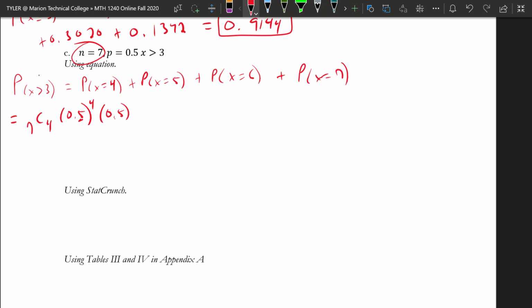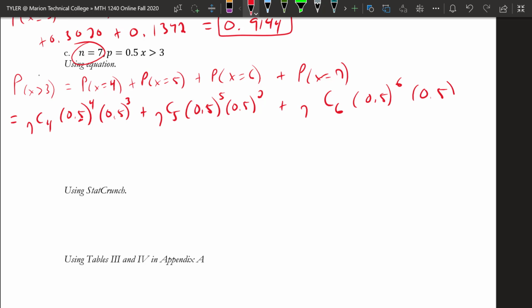So we get 7 choose 4, 0.5 to the 4th, and this would be 0.5 cubed, and then plus 7 choose 5 times 0.5 raised to the 5th power, and then 0.5 raised to the 2nd power, and then plus 7 choose 6, so that would be 0.5 raised to the 6th power times 0.5 raised to the 1st power.